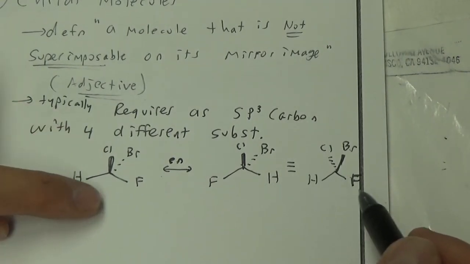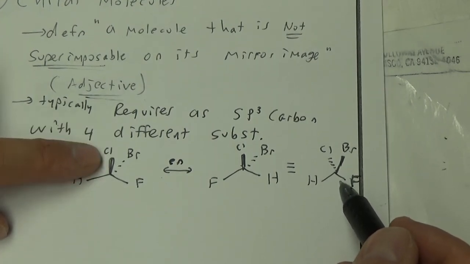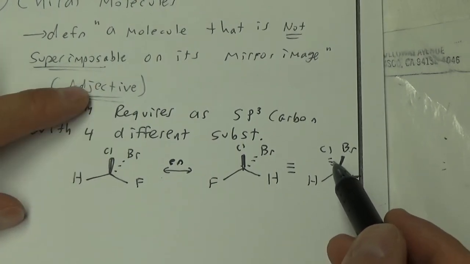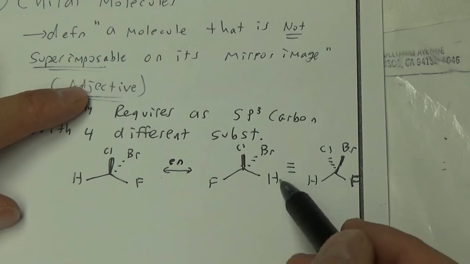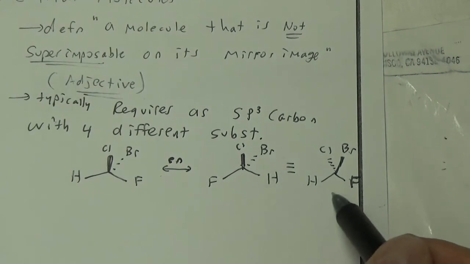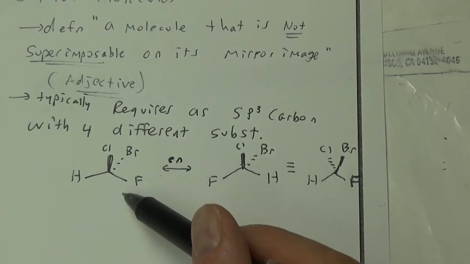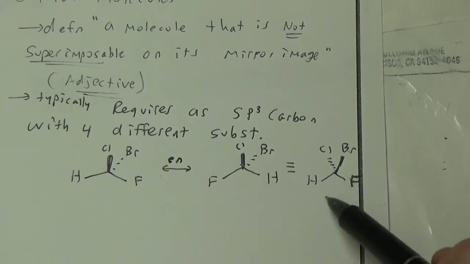Now you can kind of see what we saw before. Oh yeah, H and F, those line up. No, but chlorine is coming towards us, bromine's going away. Here, chlorine's going away and bromine's coming towards us. So these are identical molecules. My point here is that there are multiple ways to show what the enantiomer looks like. This is the molecule, and this is the enantiomer drawn in two different manners, right?